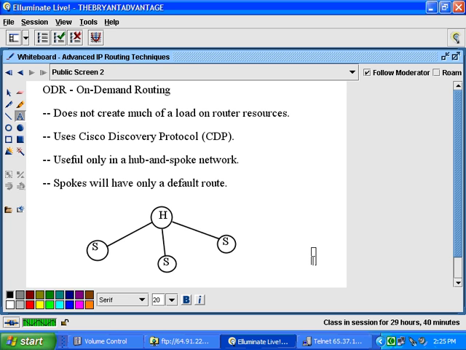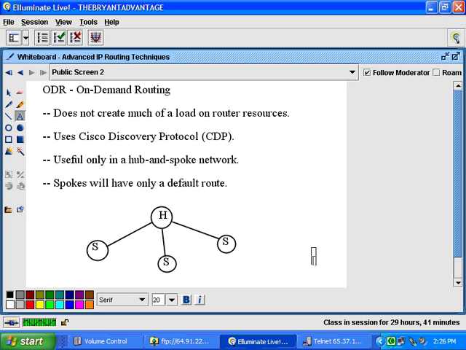The other thing to look out for, as you recall, is that CDP is Cisco proprietary. If you put a Cisco router and directly connect it to a non-Cisco router, CDP is useless. The official word from Cisco is that on-demand routing is a Cisco proprietary technology, that you can only use it if all devices involved are Cisco devices. It is not suitable for a multi-vendor environment.